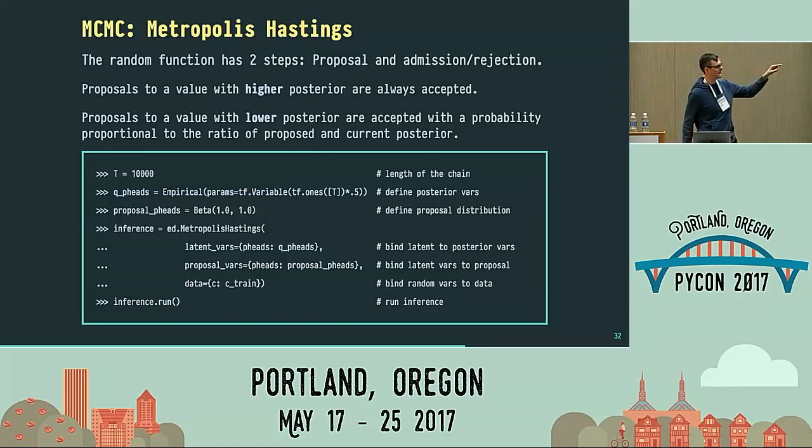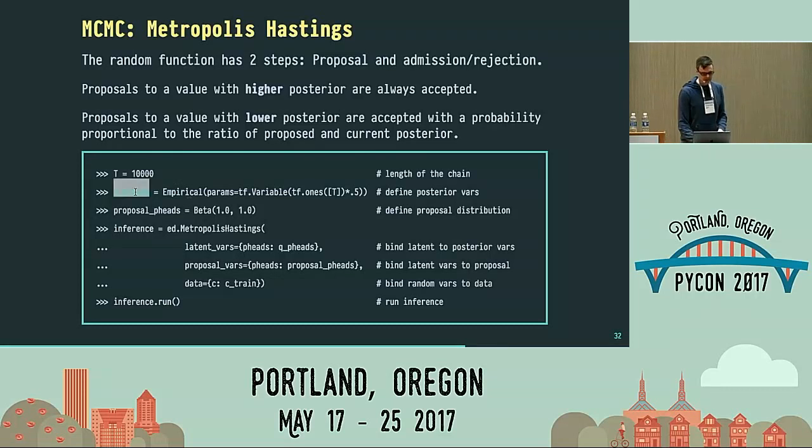So you have a lot of randomness in this function. First, this proposal itself is random, and the second randomness comes from this second step here, where you have this acceptance probability. So how do you use this now? You first define the length of the chain, 10,000 elements in this case.